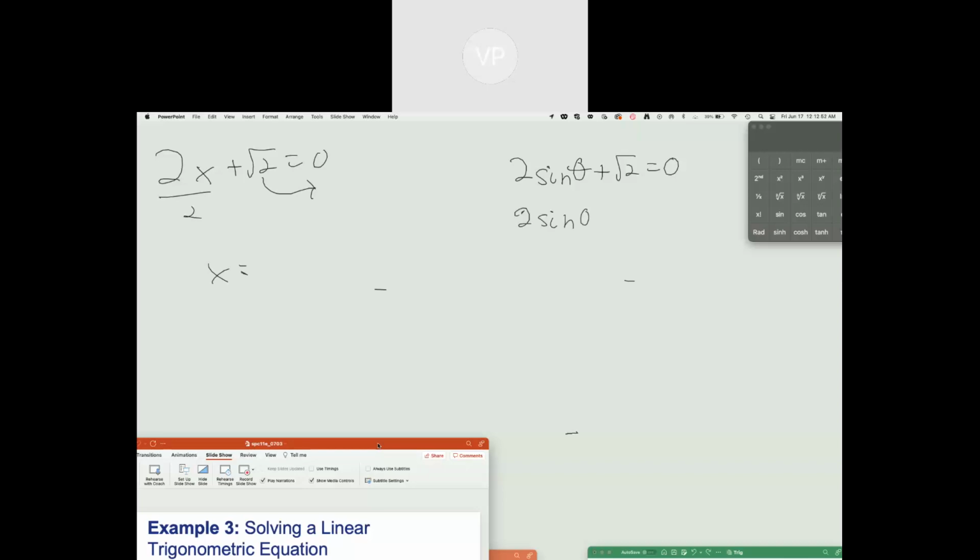I can't get the theta by itself immediately, but I can get the trig function by itself, whether it's a sine, a cosine, a tangent, or whatever. You can get that by itself. So we subtract the square root of 2. We divide both sides by 2, and you notice, hopefully, there's something interesting here. Look at what sine is equal to. This is one of our familiar values.